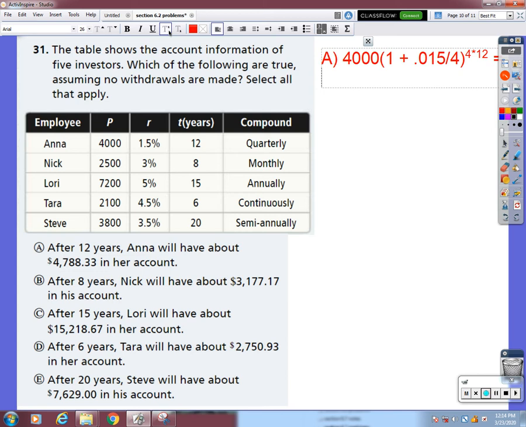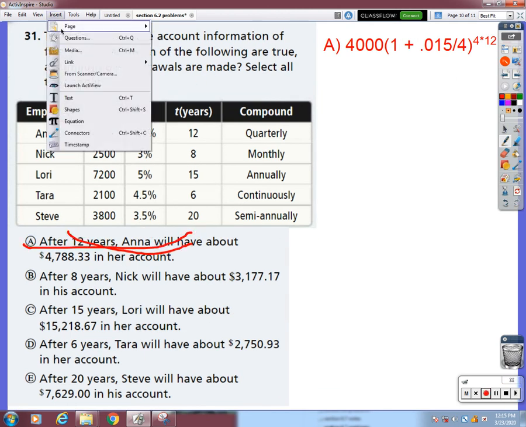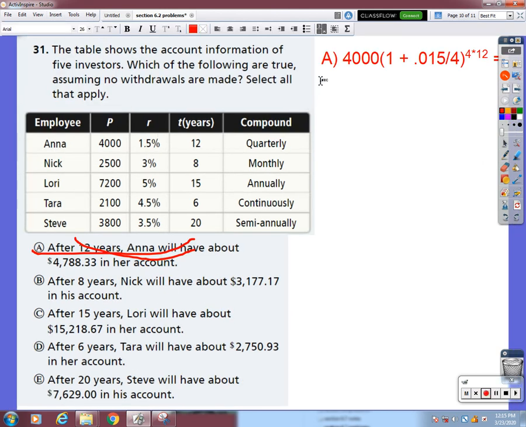4,000 times 1 plus 0.015 divided by 4, to the 4 times 12 is 48th power. I get 4,787.25. So close, but no. Okay, let's try the next one.